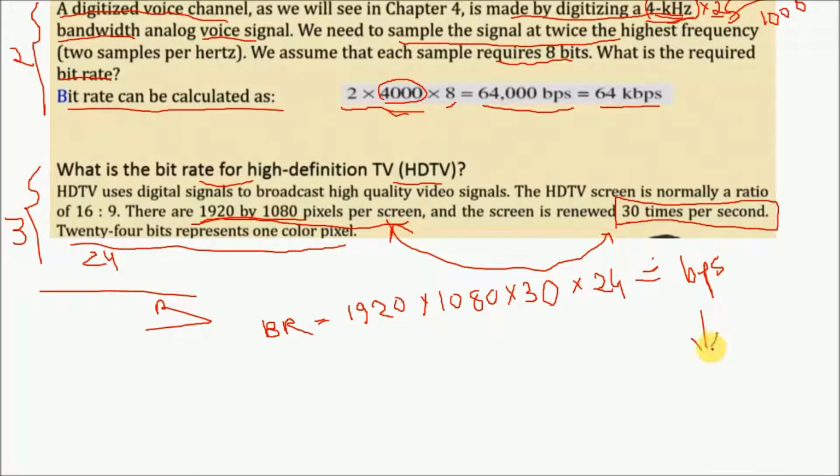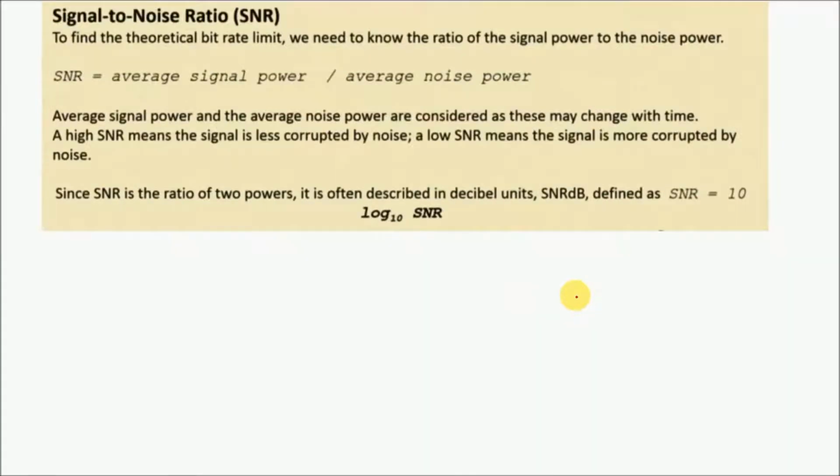Then accordingly you can convert into kbps, Mbps or Gbps, whatever the value is. According to that value you can convert it. So these are the three examples of bit rate calculation. Now we will find out the channel capacity. To find out the channel capacity we need to understand one terminology, that is called signal to noise ratio.